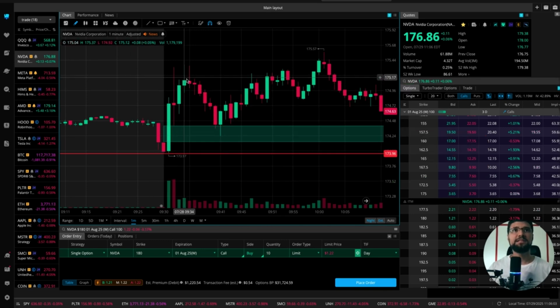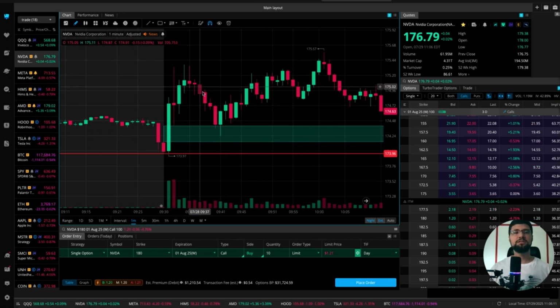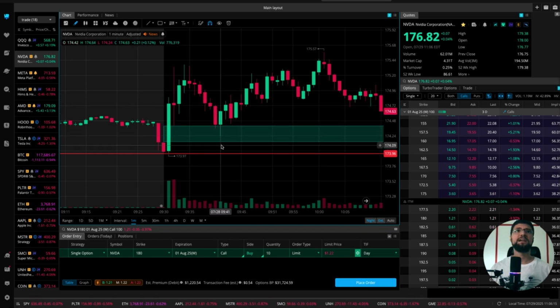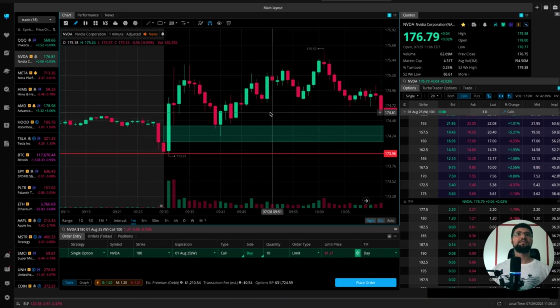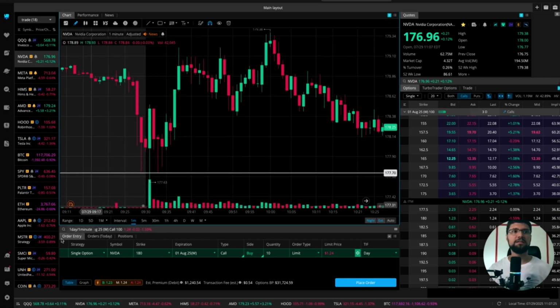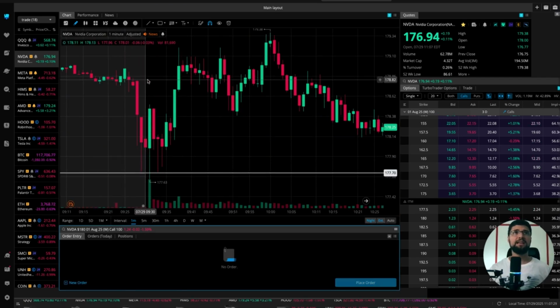As you can see, it retraces into the fair value gap to balance the price, and it goes right back up. Before it makes another move to the upside, it wants to go back down here and kind of balance this price out. That's what fair value gaps do. They're magnets for price, and this is what happened. And I'll show you another real world example today.